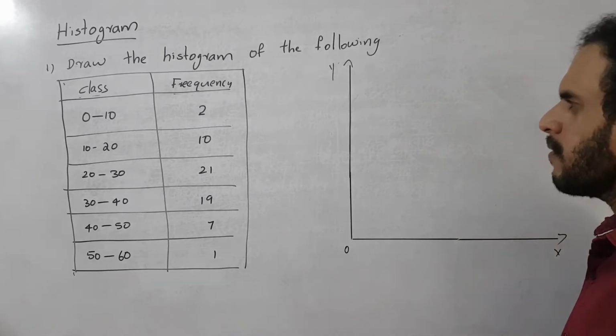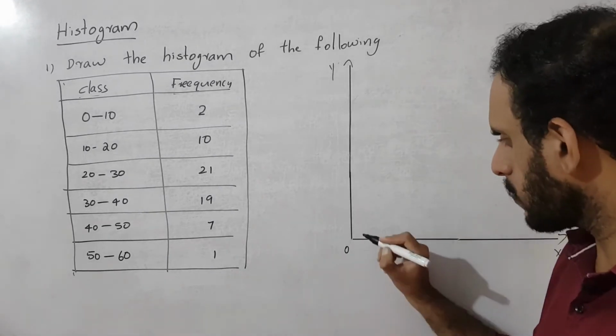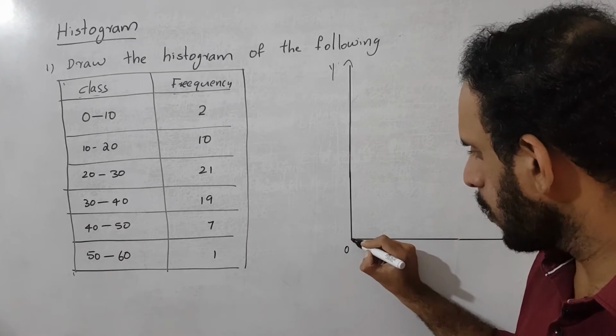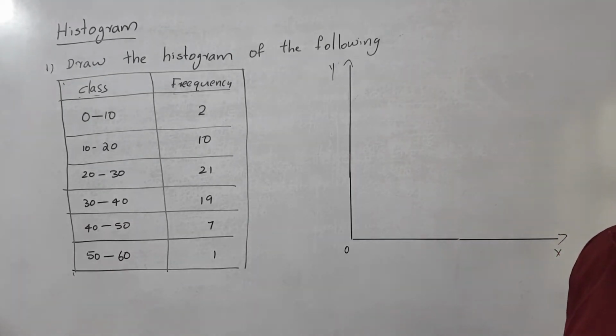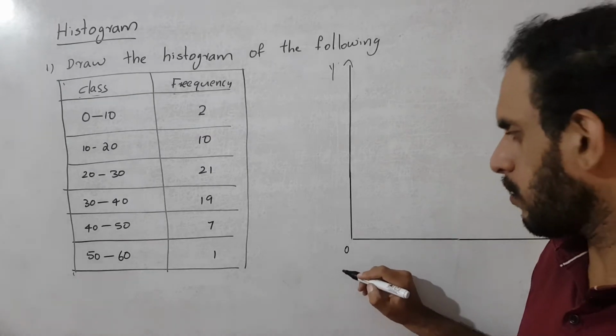The 0 is the intersecting point of the x-axis and y-axis. Then here we mark 0. Don't forget to mark the 0 in all cases. Even if it is not given, you just mark the 0.